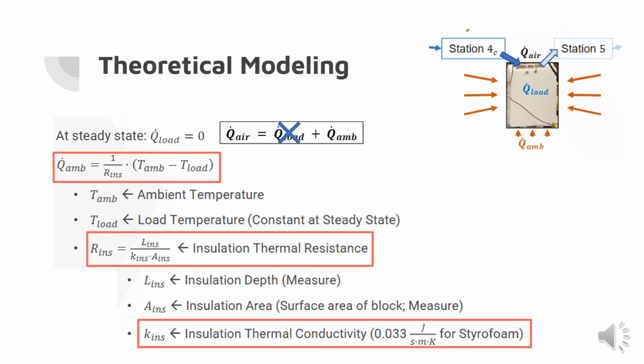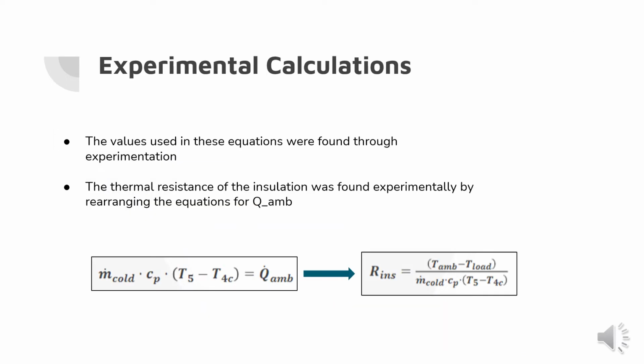To find the theoretical thermal resistance of the styrofoam block, we used the second highlighted equation. The dimensions of the styrofoam block were measured to find the surface area. For the theoretical R insulation term, we assumed that the styrofoam block was enclosed. For the experimental calculation of Q ambient, we used the following equation. Using this equation and the theoretical Q ambient equation found in slide 8, we were also able to find an experimental thermal resistance of the styrofoam.